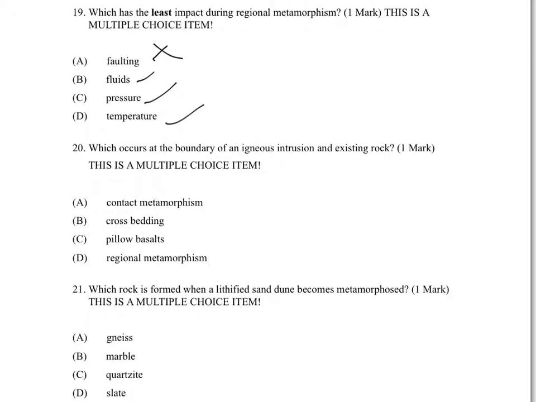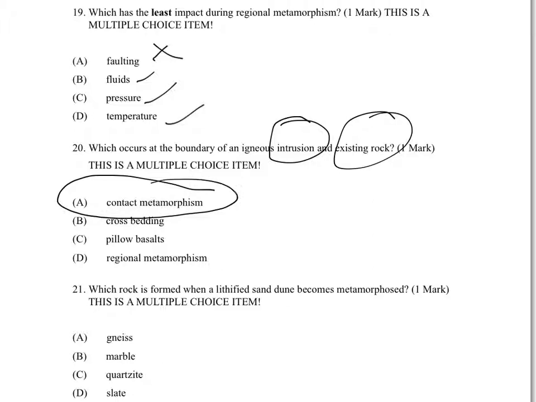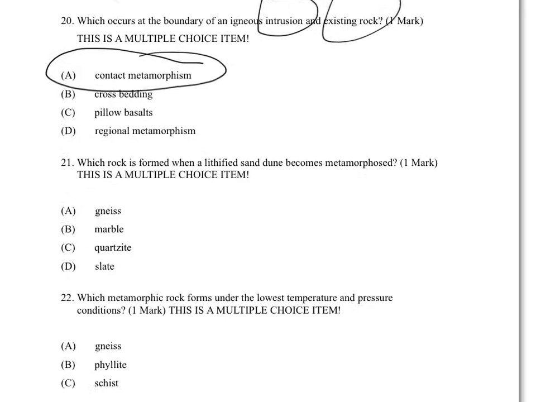Which occurs at the boundary of an igneous intrusion and existing rock? Well, in this particular question, we said intrusion, so we're talking about a magma intrusion. Magma, when it touches existing rock, is going to bake it, and so contact metamorphism is the only thing here that actually means baking. Moving on to the next question.